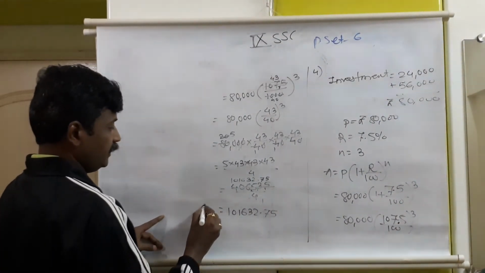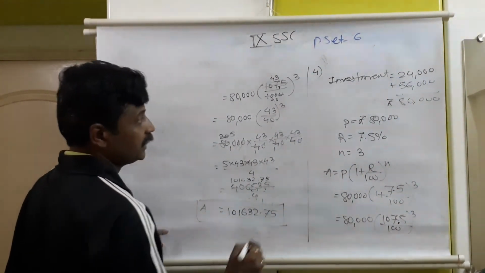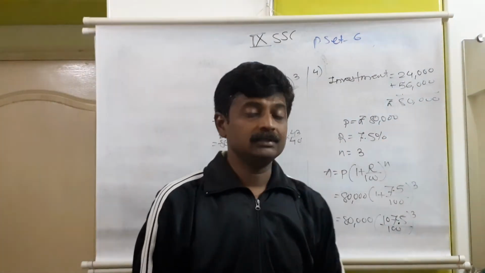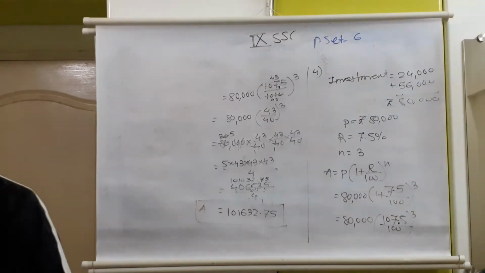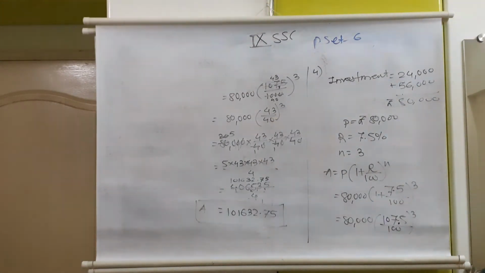101632.75 will be the value of A, that is the total refund back. The investment is 80,000 by compound interest. After 3 years, what will be the amount in hand? So on the investment of rupees 80,000, after a 3 year time period, the amount in hand will be 1,01,632 rupees 75. A is equal to 101632.75 rupees will be the amount in hand after the 3 years on the investment as informed in the question.